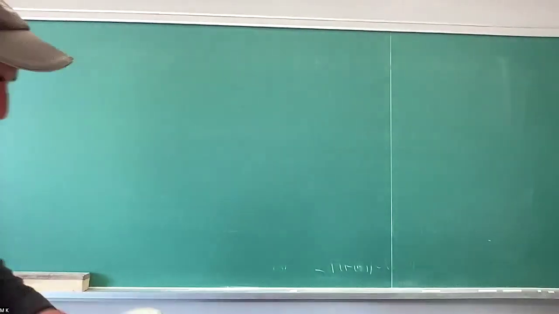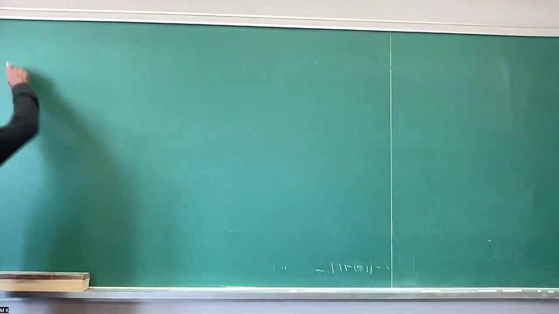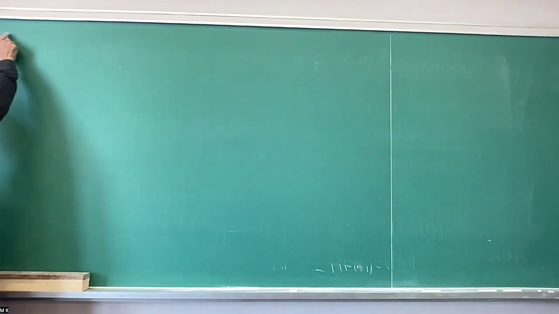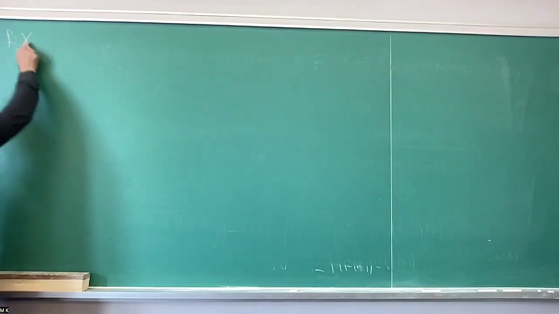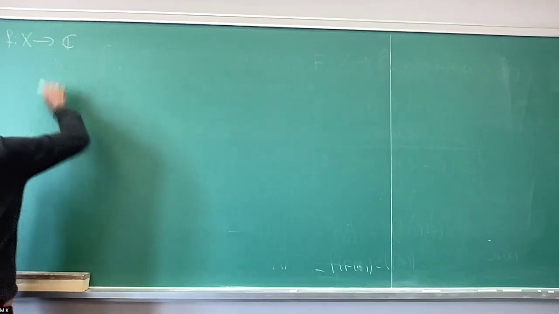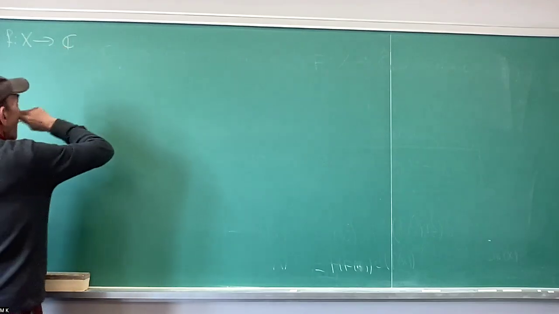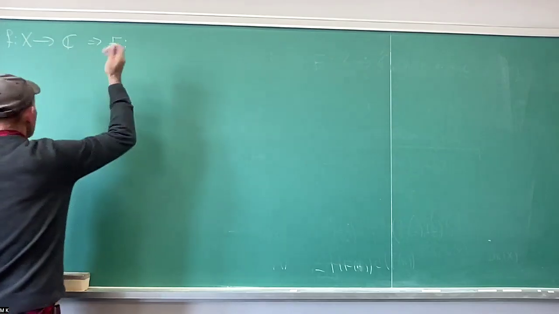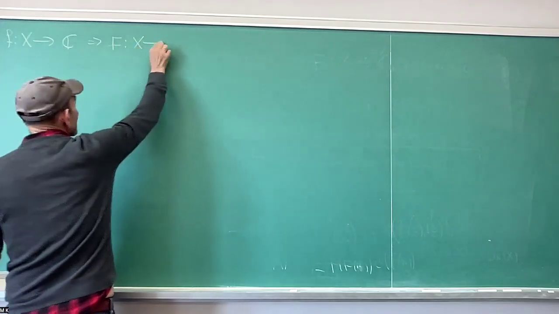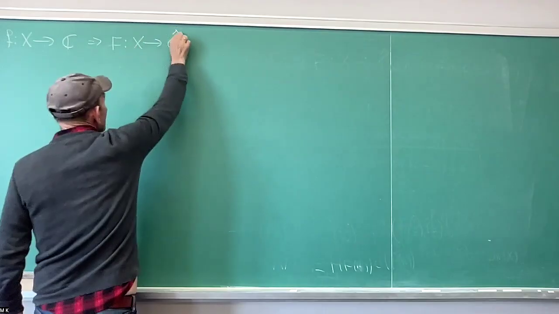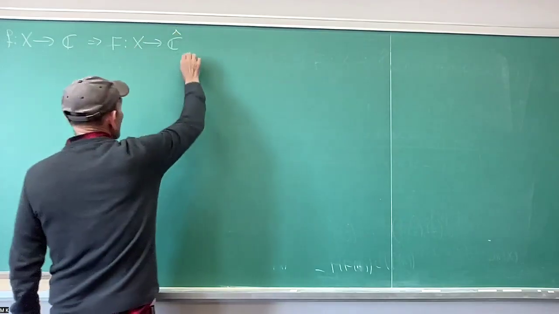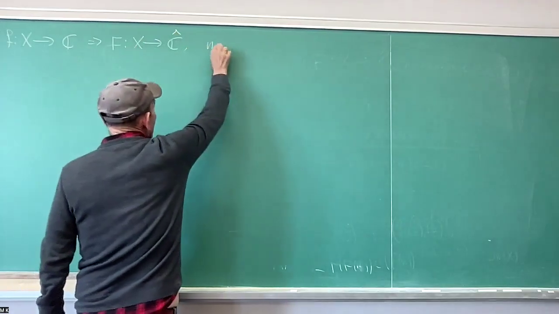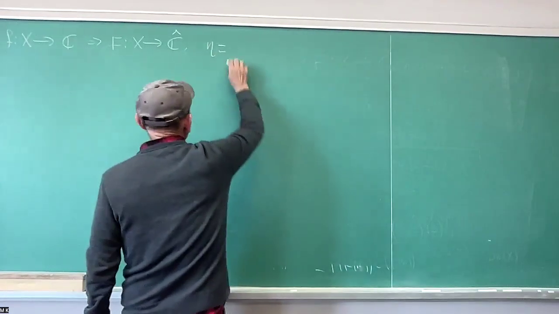Okay, so here is what we want to prove now. We have this function f from X to C meromorphic, and this gave us this function f, which is the same thing really, X to C hat, and we took that eta to be f star of dz.